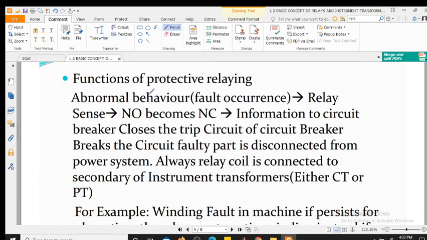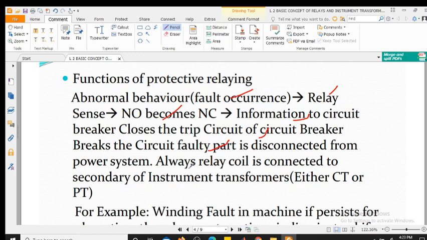As I explained, what are the functions of protective relaying? Abnormal behavior means occurrence of fault. Then the relay will sense it. Then normally open becomes normally closed, and the information is given to the circuit breaker. And the circuit breaker will trip the circuit and the faulty part will be disconnected from the power system.